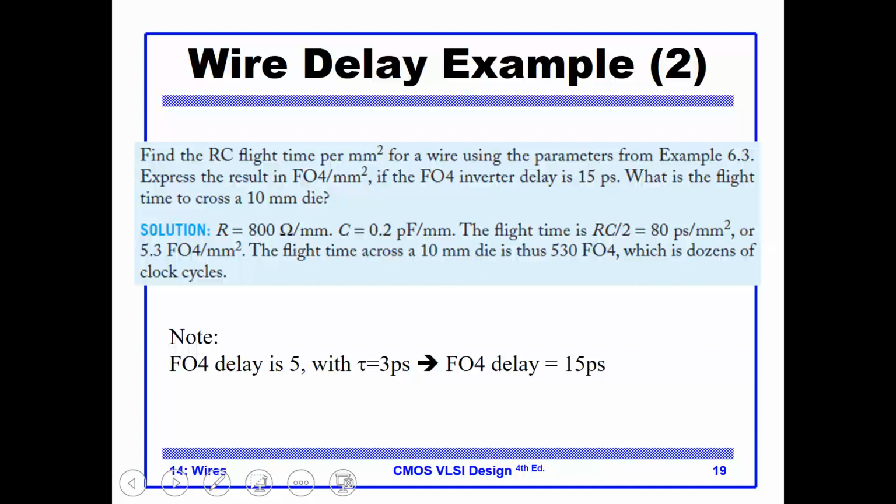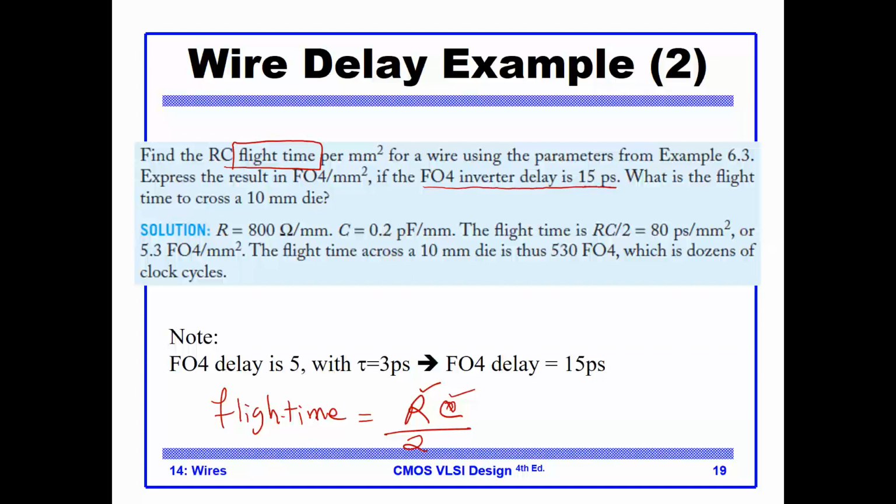Before we move to large RC networks, we had an example of computing the flight time for a wire. Flight time is defined, by definition, as RC by 2. So for any wire, we need to compute the resistance, the capacitance, and divide by 2. So let's compute the flight time for a wire from the previous example, and we need to express this in terms of a delay of 15 picosecond.